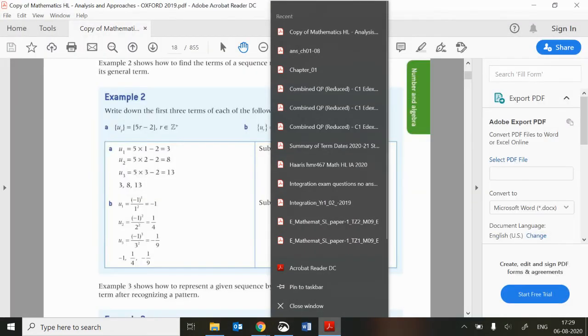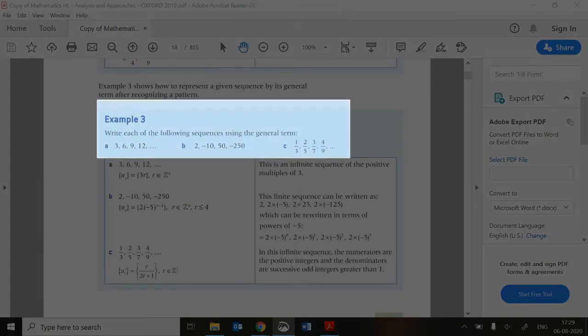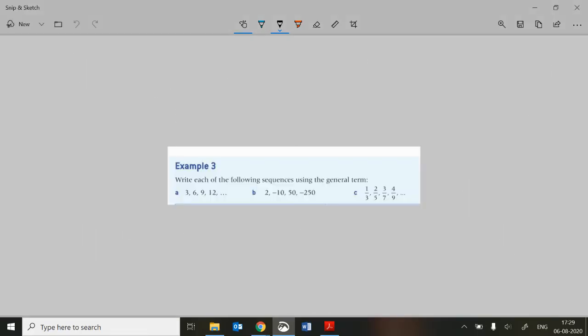Typical. Okay, let's have a look at example number 3. Okay, example number 3. Write down the following sequences using the general term. Okay, well, you can hopefully see this.